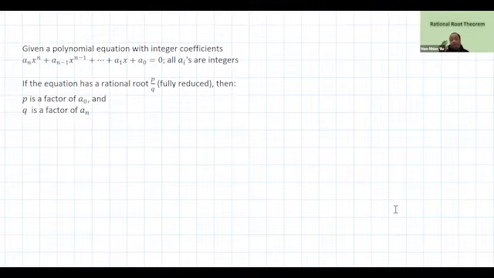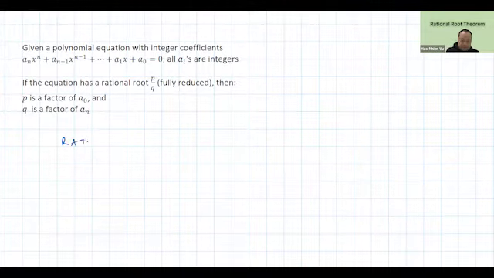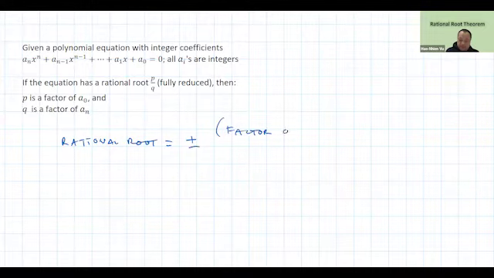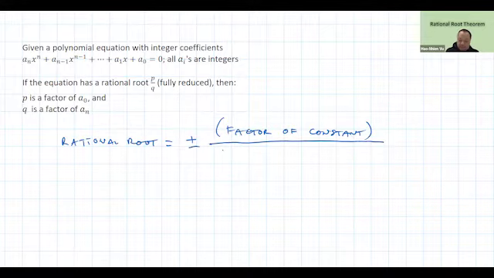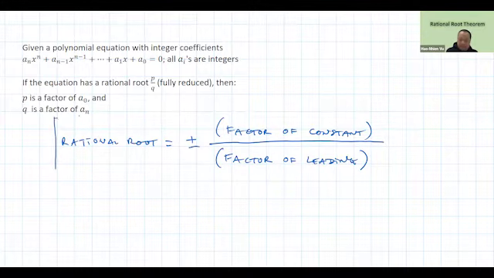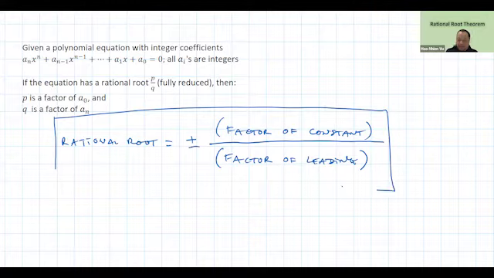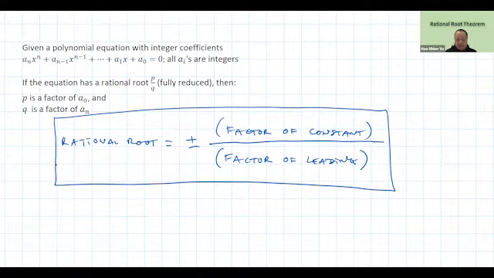Since a factor could be either positive or negative, I like to think of it this way, that the rational root is plus or minus a factor of the constant divided by a factor of the leading. Let's box this up and apply it to the two examples we saw earlier.